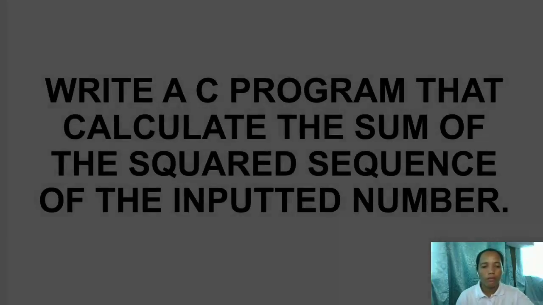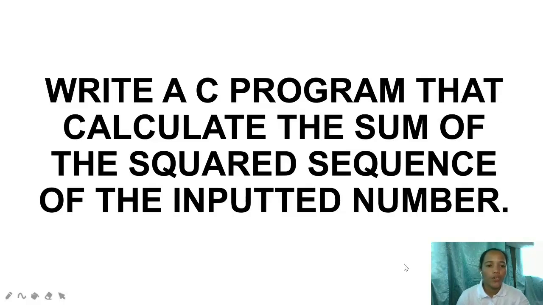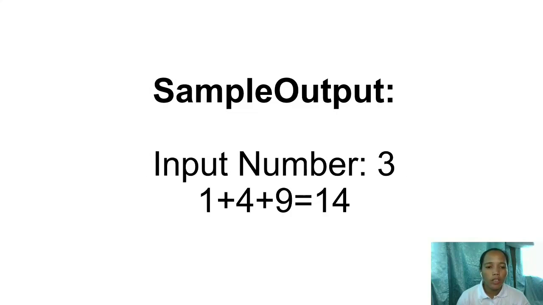I am now presenting our problem number 15 output using user-defined function, which is the no argument passed but a return value. Okay, for the problem number 15 question. Here's the question. Write a C program that calculates the sum of the squared sequence of the inputted number. Sample output. Input number 3. 1 plus 4 plus 9 equals 14.